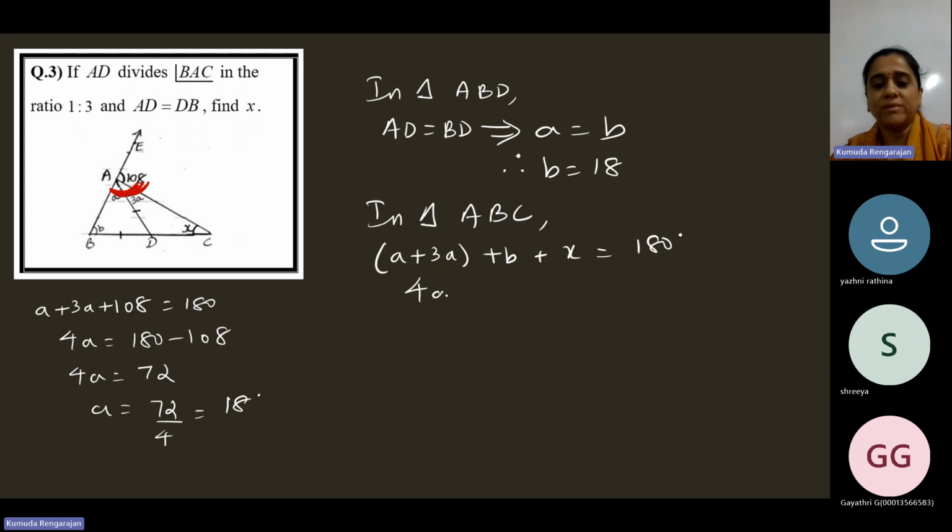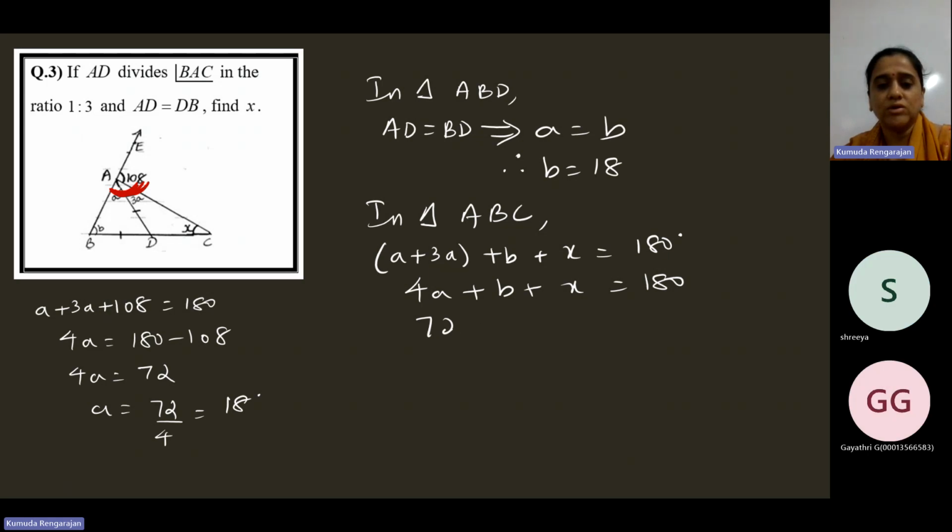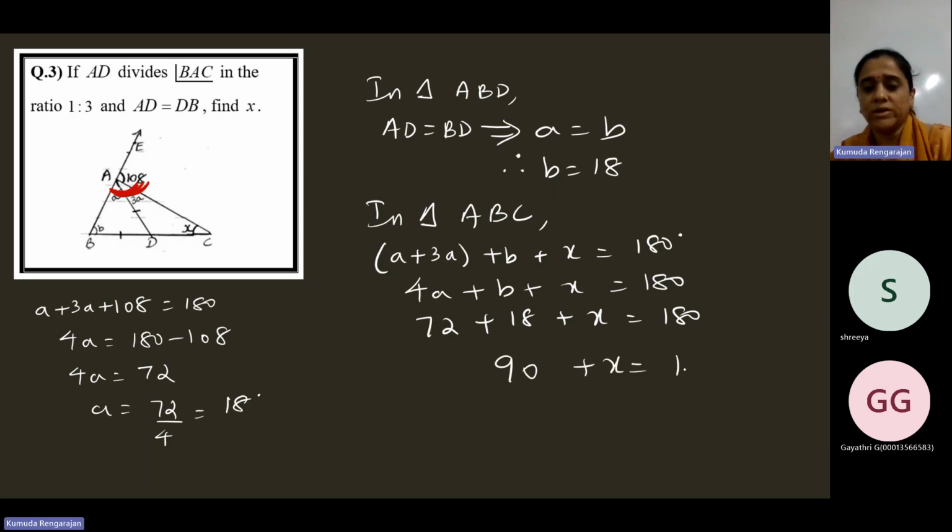So 4A plus B plus X is equal to 180. 4 into 18, that is 72, plus B 18, plus X is equal to 180. 90, this is 90, plus X is equal to 180. X is equal to 90 degrees.